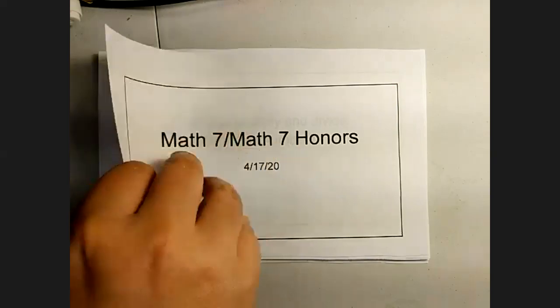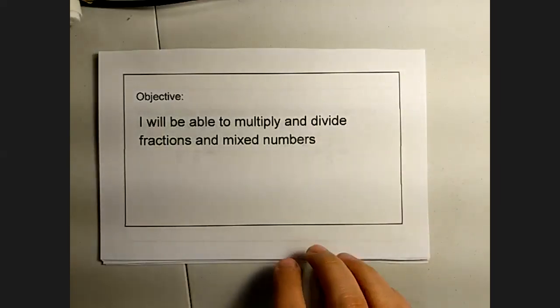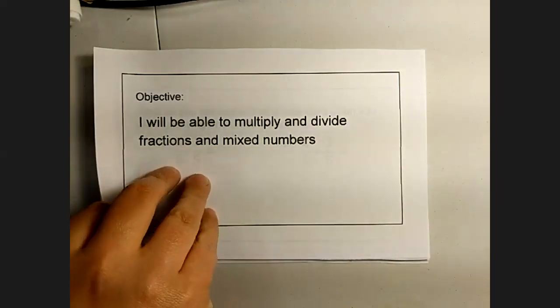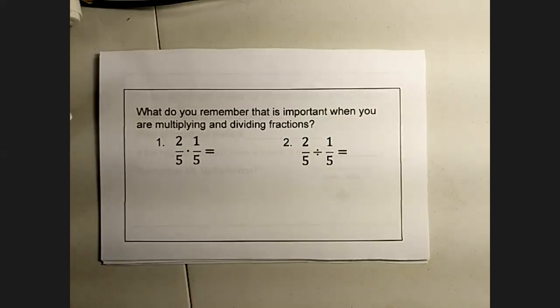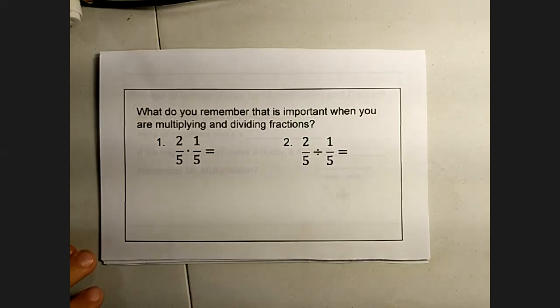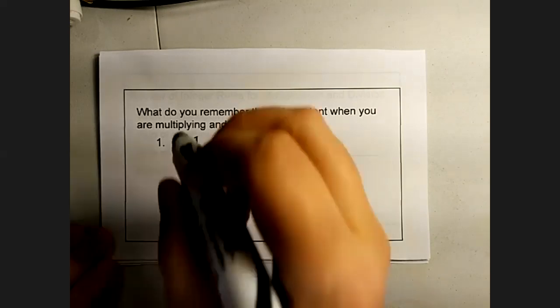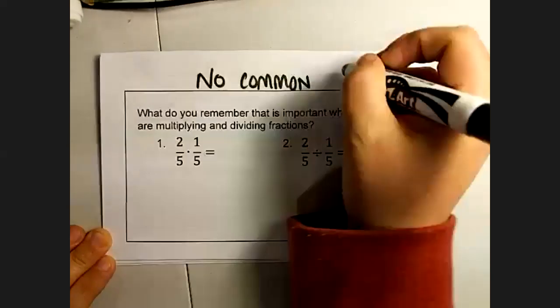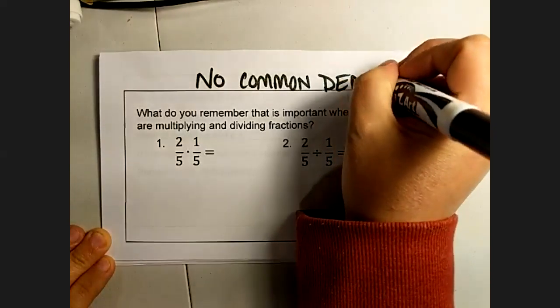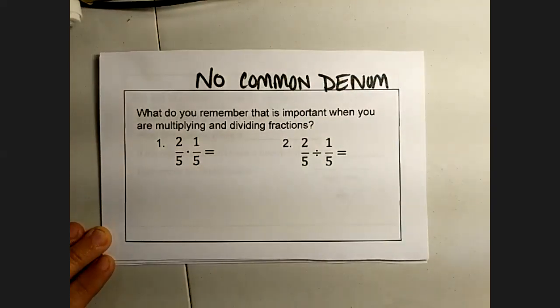Okay, so our goal today is to be able to multiply and divide fractions and mixed numbers. We worked on adding and subtracting fractions and mixed numbers the other day. Now we're working on multiplying and dividing fractions and mixed numbers. Typically people think this is a lot easier than adding and subtracting because of one big thing: there is no common denominator that we need. So we don't need a common denominator. But there are some things that we can do that are special to just multiplying and just dividing.